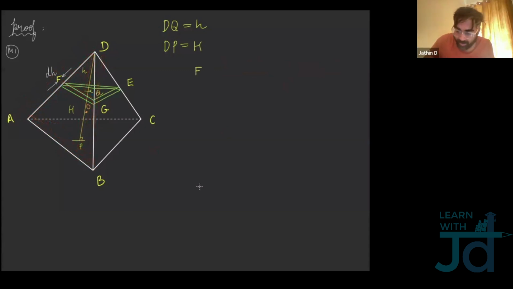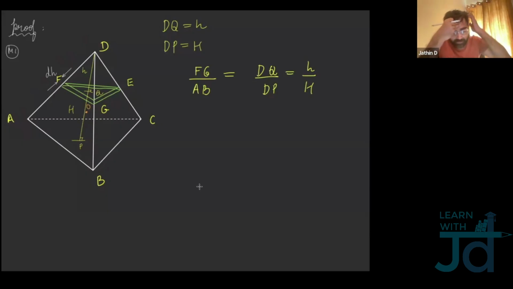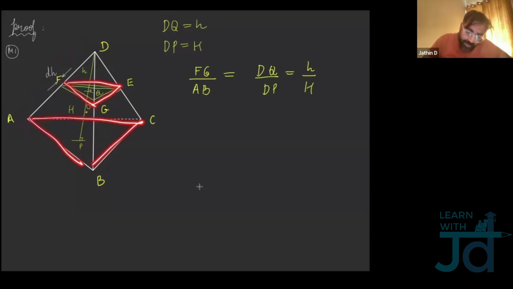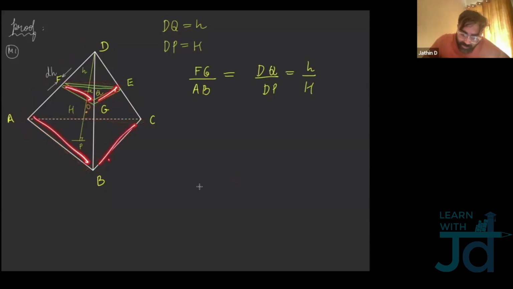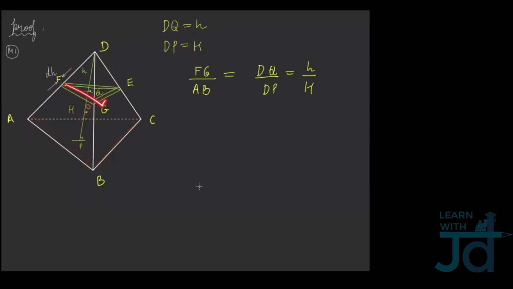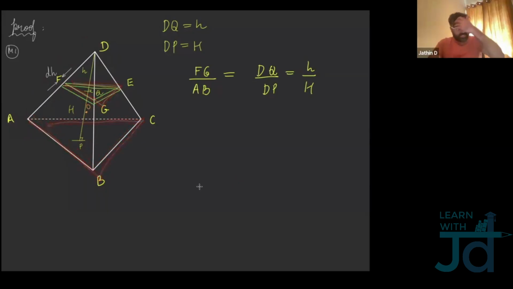I'm not going into the board-wala proof and all, that's for 10th. FG by AB is equal to DQ by DP, which is equal to small h upon capital H. So can I say that this triangle and this triangle are similar? Yes, because the sides are proportional. Basically the small green triangle and the base triangle are similar.